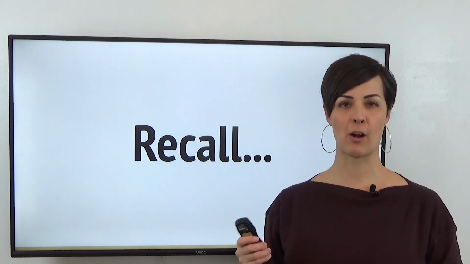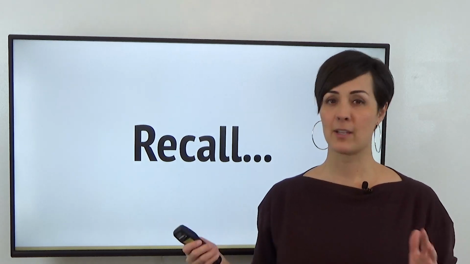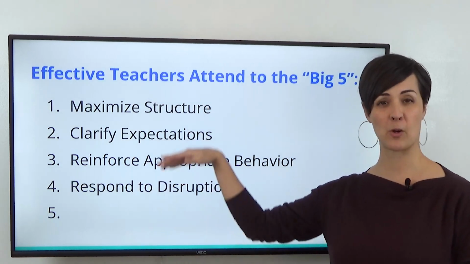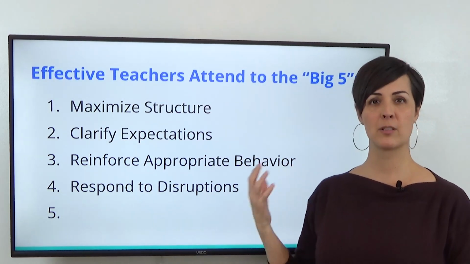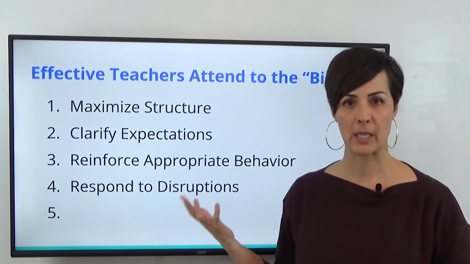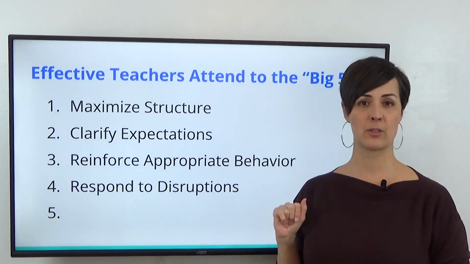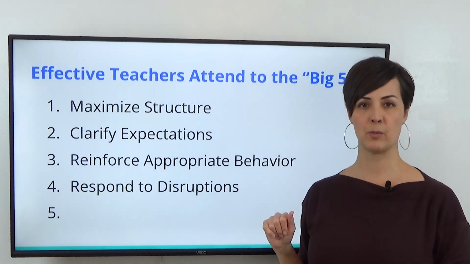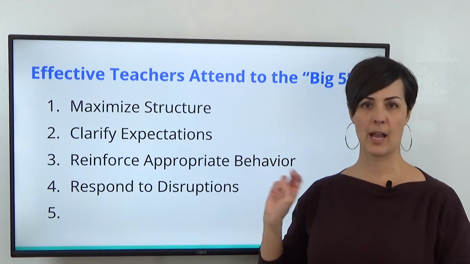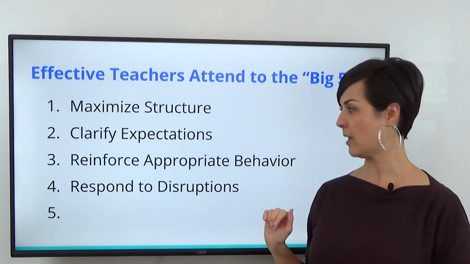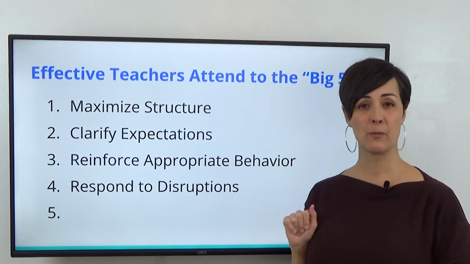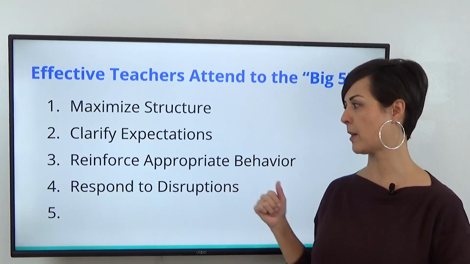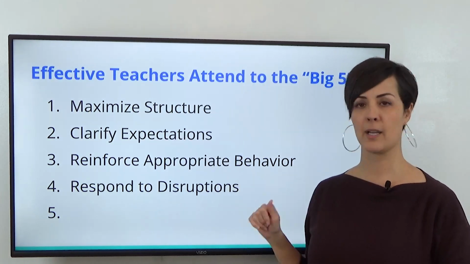I'm hoping you can recall that it's because all classroom management, if it is effective, falls into one of these 5 categories. Do you remember this? Effective teachers manage their classrooms effectively because they know how to maximize their structure. They're highly organized behind the scenes. They clarify expectations for students. Students know how a behavior looks and how it sounds for every task throughout every day. Those teachers are really good at reinforcing appropriate behavior when students meet those expectations. But they're also good at responding to disruptions when students don't meet the expectations.